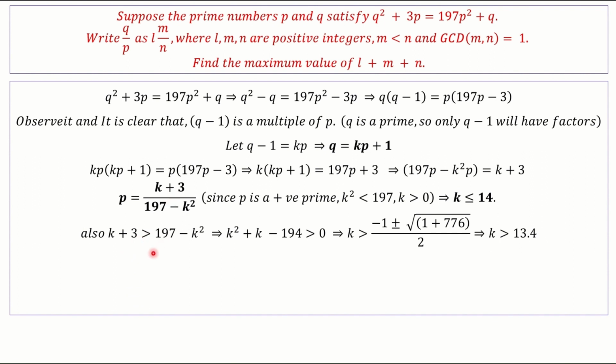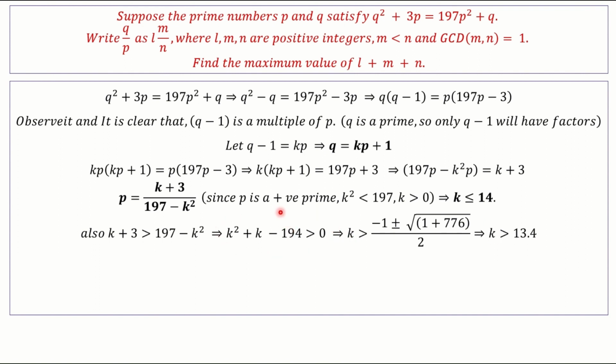Now k plus 3 is greater than 197 minus k square. Correct. That's what it has to be, otherwise you don't get the integer value. Now adjusting the equation, we'll get k square plus k minus 194 is greater than or equal to 0. Okay. So k should be greater than or equal to the root you will get for that equation. So k should be greater than 13.4, approximately.